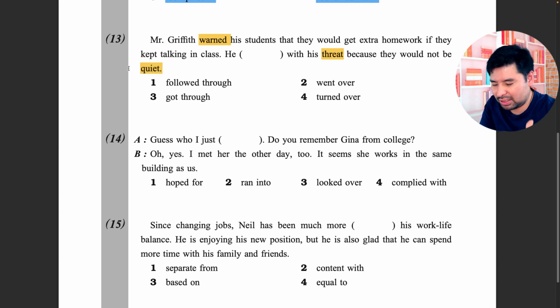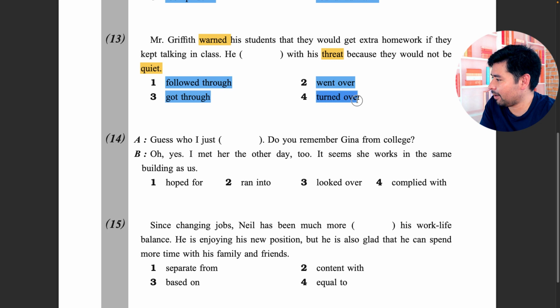The teacher said something to the students there. It was like a threat. If you don't know threat, check that. And then what do you think? He what with his threat? Because they would not be quiet. He followed through. He went over. He got through. Or he turned it over.